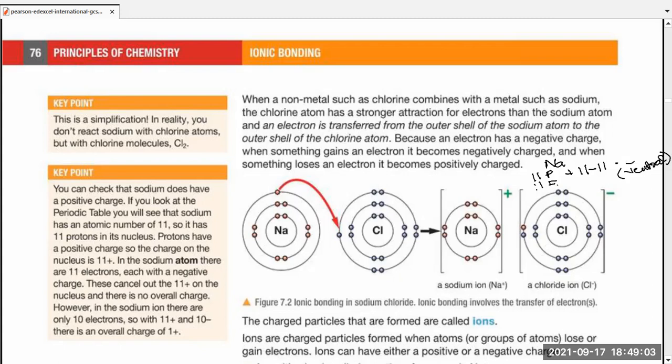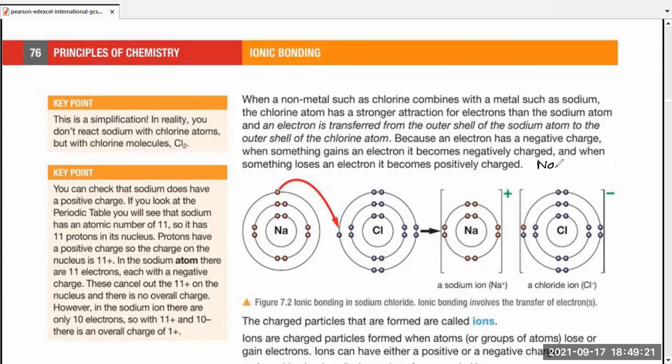All atoms are neutral because the number of protons is equal to the number of electrons, and they cancel out each other's charges or balance them. So what we get are neutral atoms. However, the case of ions is slightly different. Let's talk about sodium ion.